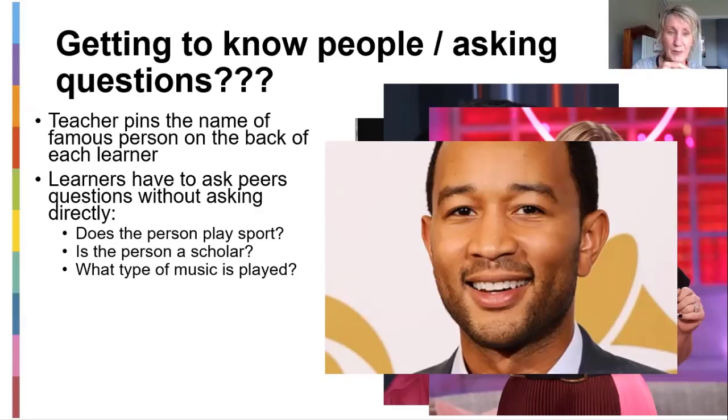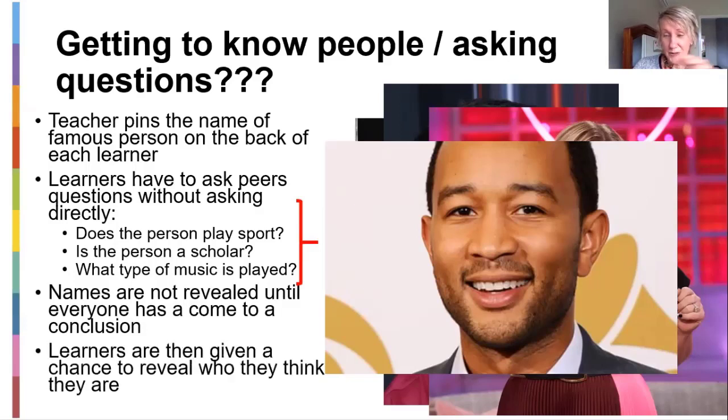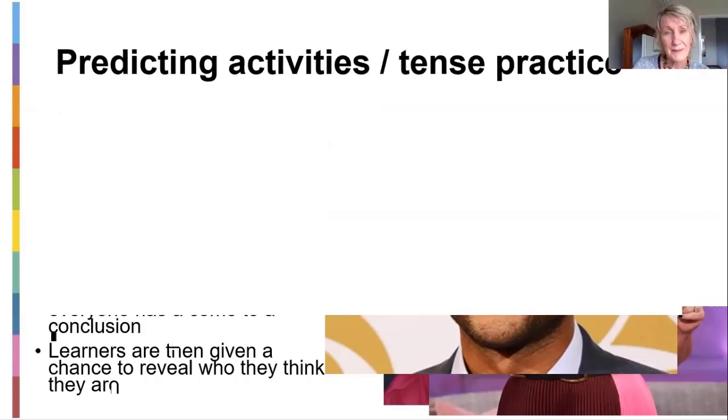Does this person play sports? Is this person a scholar at our school? What type of music is played? So you can ask, say, 5 questions to see if you can determine who you are. The names are not revealed until everyone has come to who they think is on their back, and then they have a chance to reveal to the class who the person possibly is. But it's just communicative practice, asking questions, trying to find out information, an information gap type process.